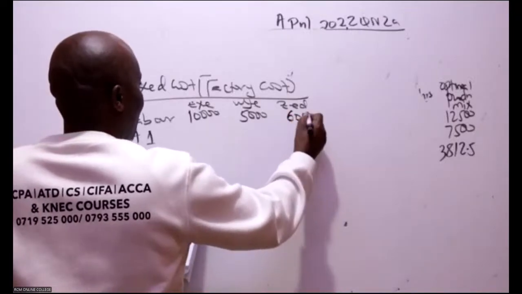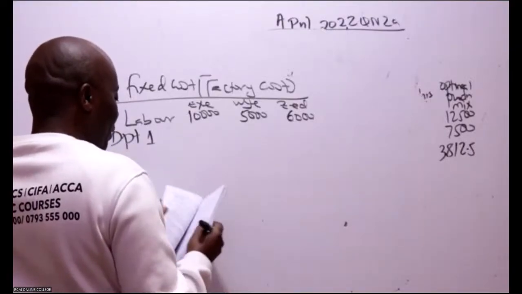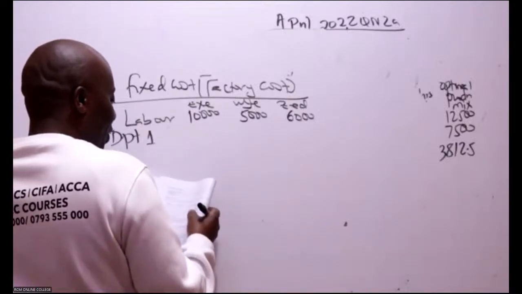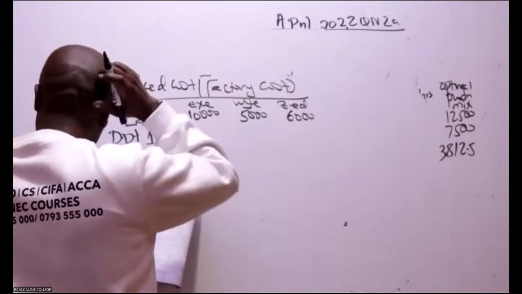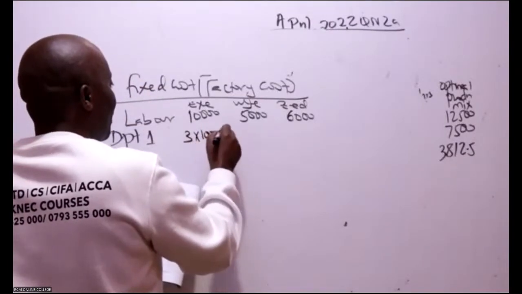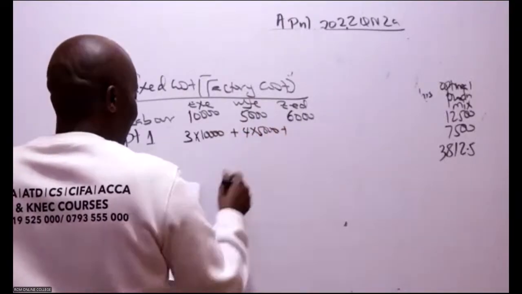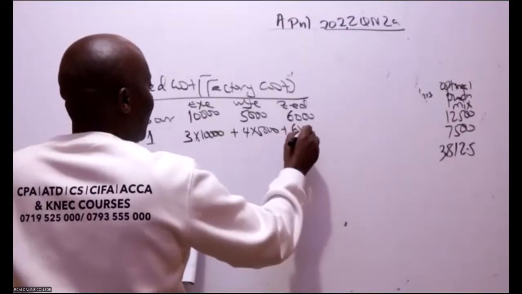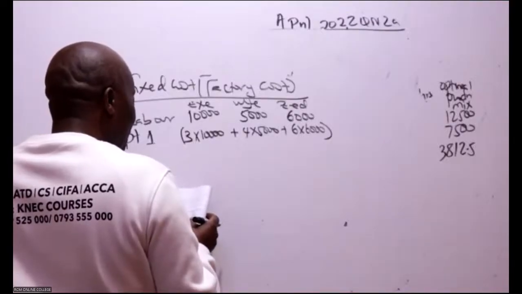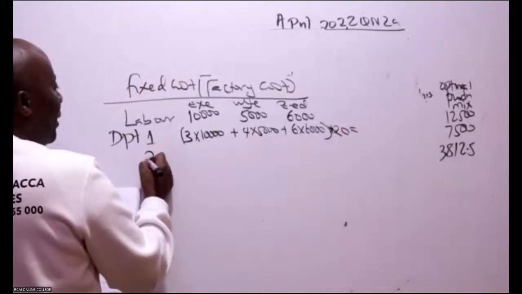This was 6,000. So then when we come to department 1, ladies and gentlemen, in terms of labor, I can see the labor hours. So we have here 3, 3. That's per unit, times 10,000, plus we have 4 times 5,000, plus we have 6 times 6,000. Whatever we get, these are hours, and we happen to know the rate per hour. For department 1, it's 20. Go to department number 2.